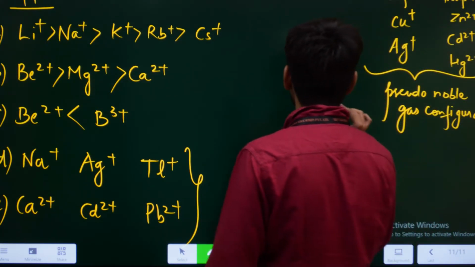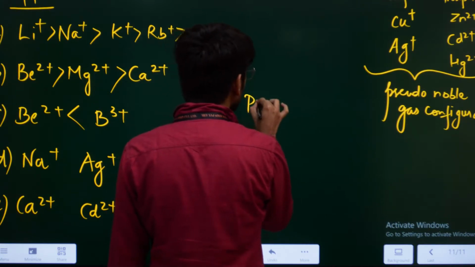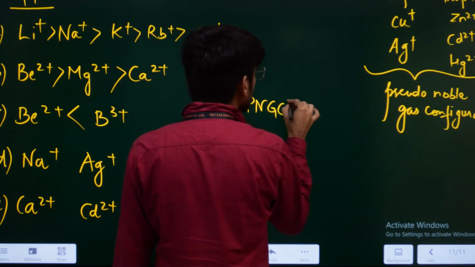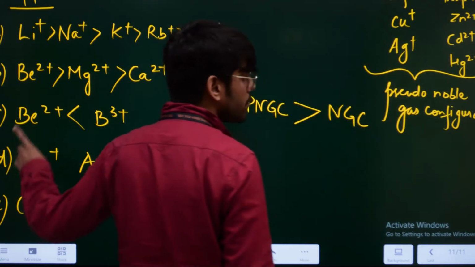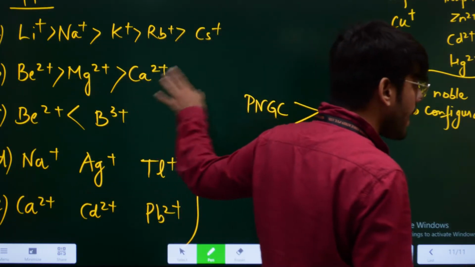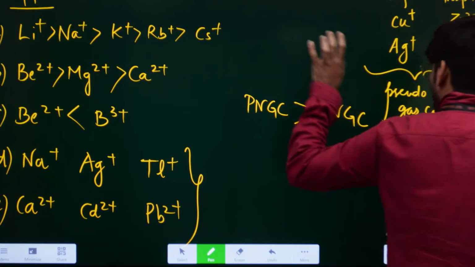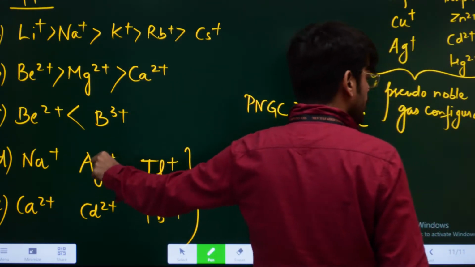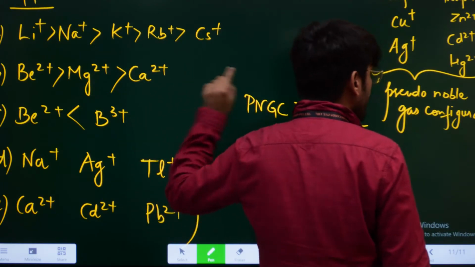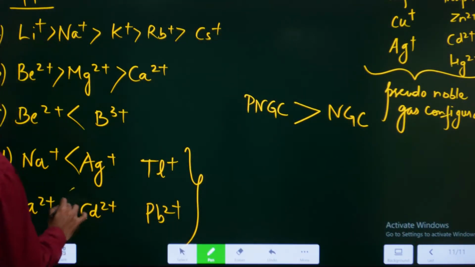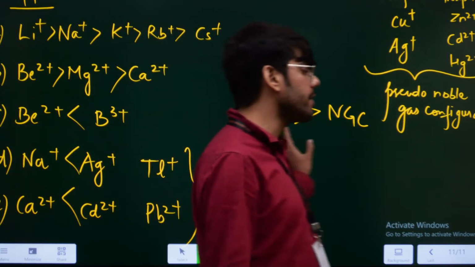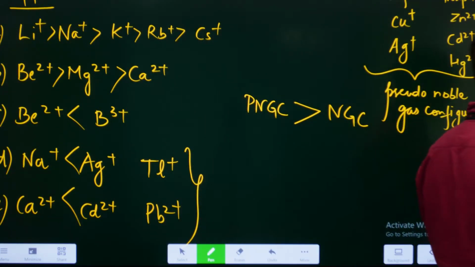So please remember, whenever you have pseudo noble gas configuration, the polarizing power is always greater than the noble gas configuration. In the case of sodium and calcium, we have the noble gas configuration, whereas in the case of Ag plus and Cd2 plus, we have the pseudo noble gas configuration. So one thing is very clear, that these are going to have more polarizing power than Na plus and Ca2 plus. Tell me if this is clear.